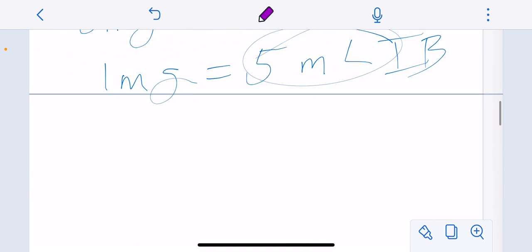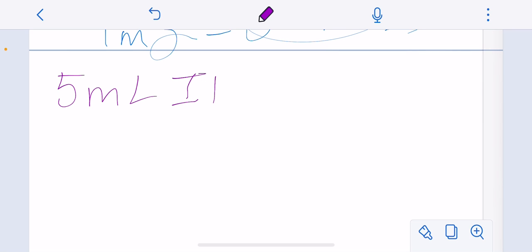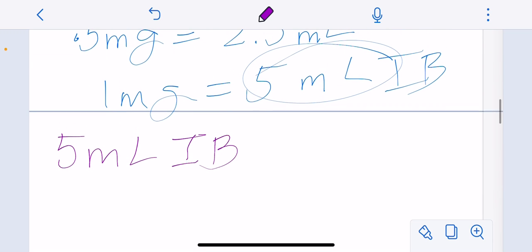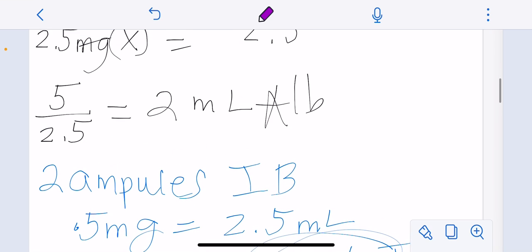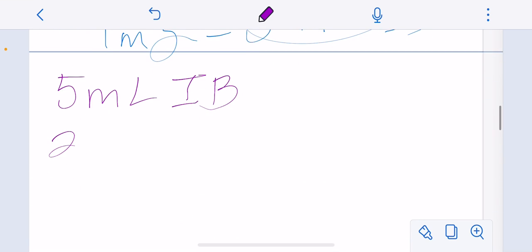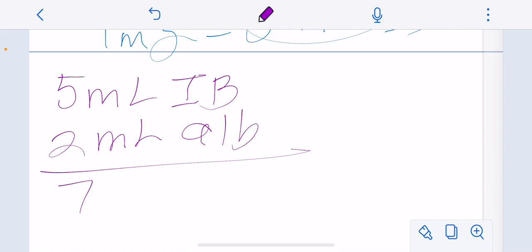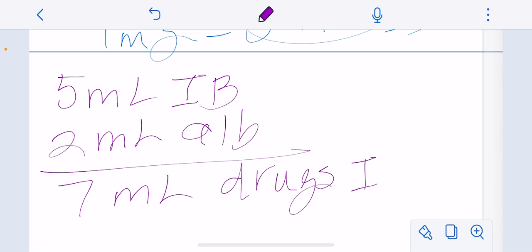Okay, so now we're going to take our 5 milliliters of ipratropium bromide, as we see right here, and then we're going to get our 2 milliliters of albuterol. Remember, this is an hour-long treatment, so we're going to put this all together. That's going to yield you 7 milliliters of both drugs, ipratropium bromide and albuterol.